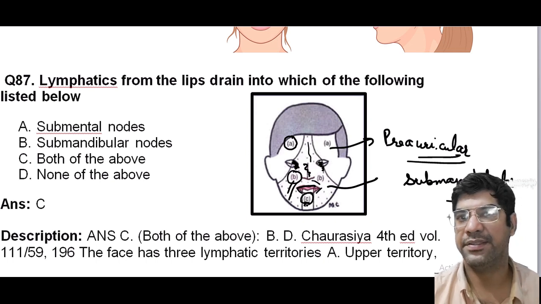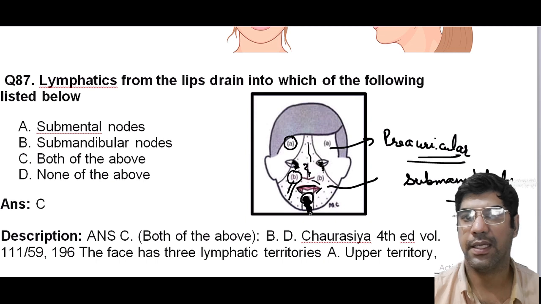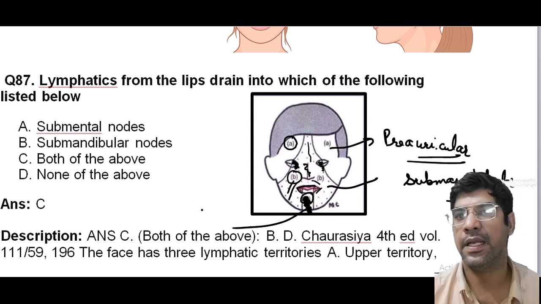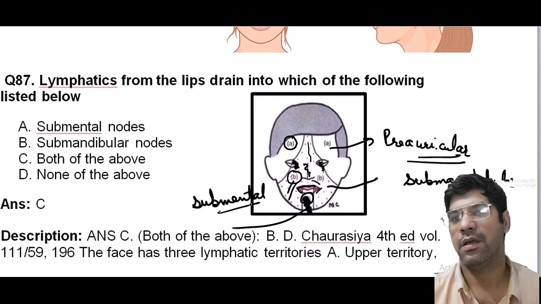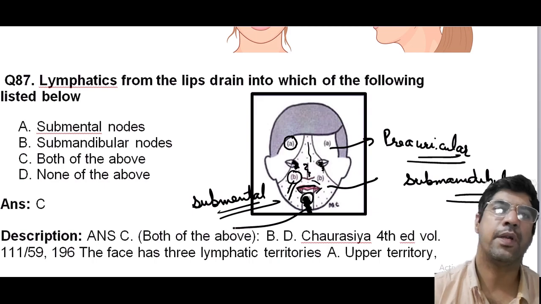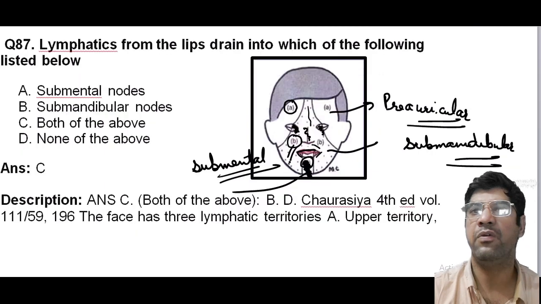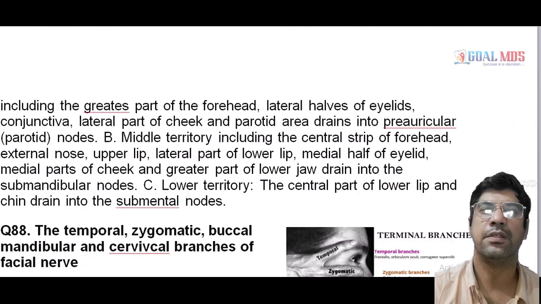The third area is the lower territory. That is the central part of the lower lip and chin, they drain into the submental nodes. So this figure is very important from your entrance exam point of view, very well given in BD Chaurasia.